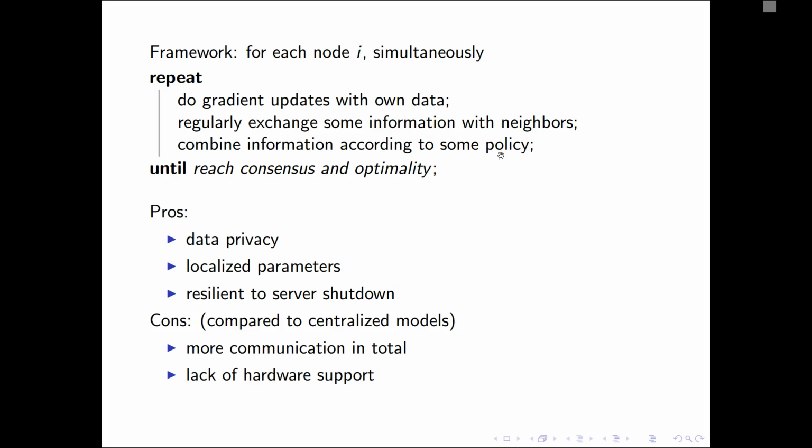There are also some disadvantages of it. First, you have more communication in total. This is a major problem we've talked about today, and the solutions to it. But we'll talk about more later. Also, there's the problem of hardware support, because most of the hardware developed today is adapted for the server model, and you don't really have too many things to do in real settings.